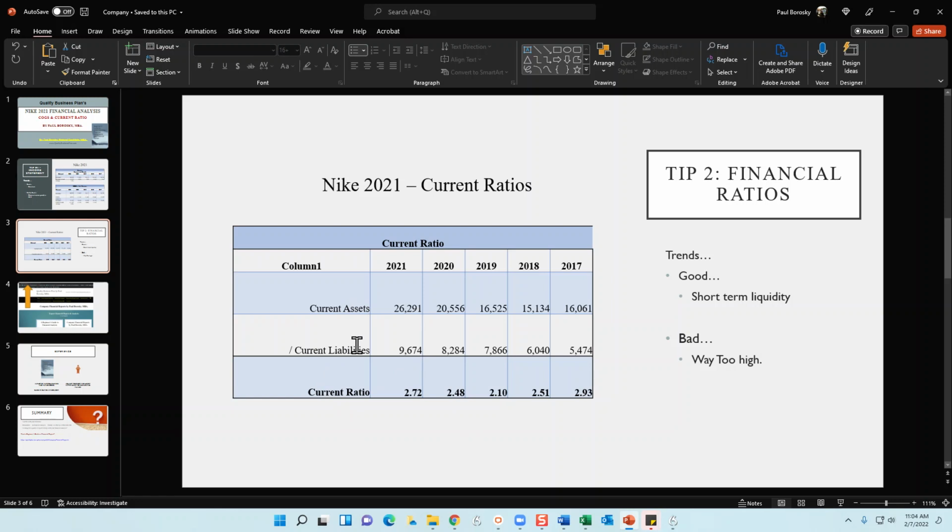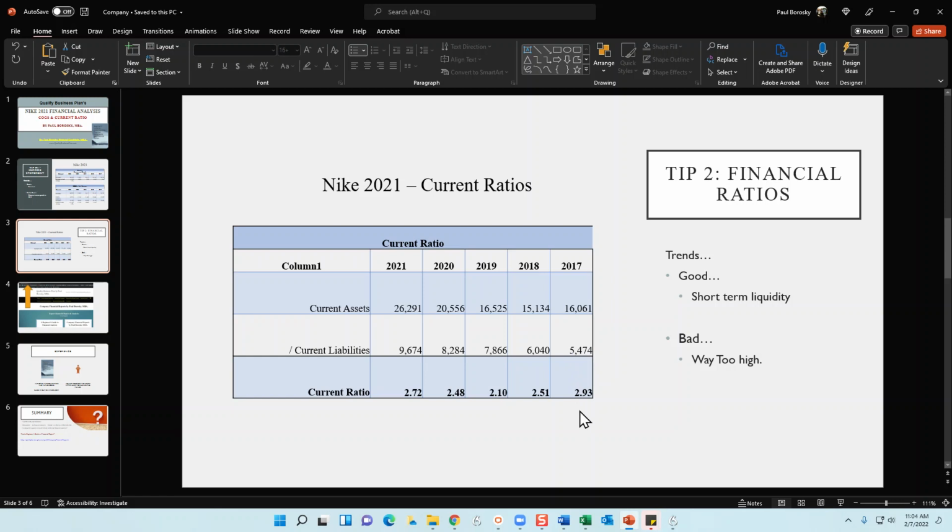Also, that means the company should be liquid for that 12-month time span as well. All right, so in this example right here, what we're seeing is if we divide Nike's current assets, 16 billion, divided by the current liabilities, 5.4 billion, we're coming up with a current ratio of 2.93. This means they've got almost 3 times current assets as compared to current liabilities.